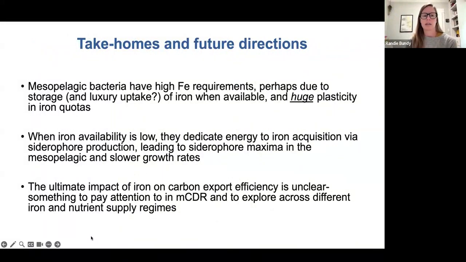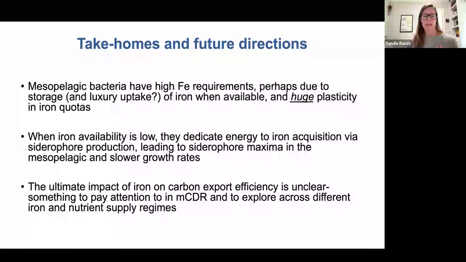So our take-homes are that mesopelagic bacteria have really high iron requirements, perhaps due to some kind of storage of iron when it's available. They have huge plasticity in their quotas. And when iron availability is low, we saw that they dedicated a lot of energy to additional iron acquisition by producing siderophores. And so that's what we think is leading to the siderophore maxima in the mesopelagic, and also these slower growth rates when they're doing that.